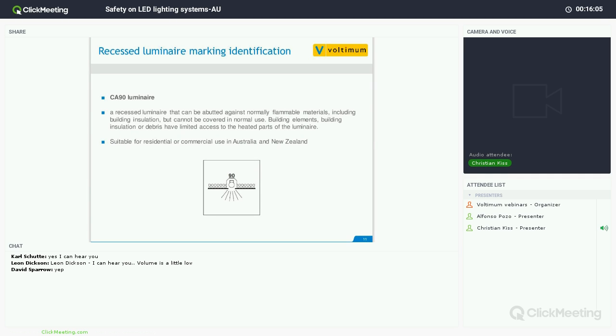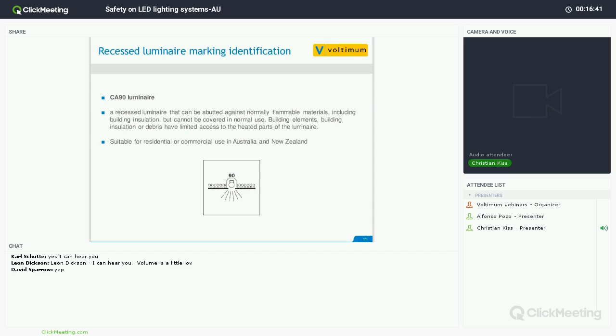Okay, so we've also got another classification called CA90 luminaire. This is a recessed luminaire that can be abutted against normally flammable materials, including building insulation, but cannot be completely covered in normal use. Building elements, building insulation or debris have limited access to heated parts of the luminaire, and that's just a probe test that they do to make sure no parts can get inside. This classification is suitable for residential or commercial in both Australia and New Zealand.